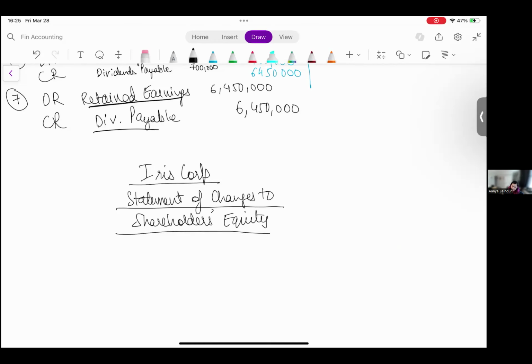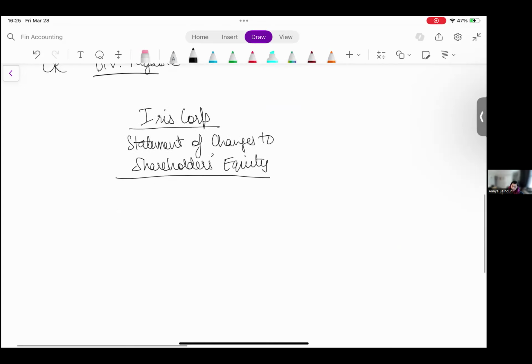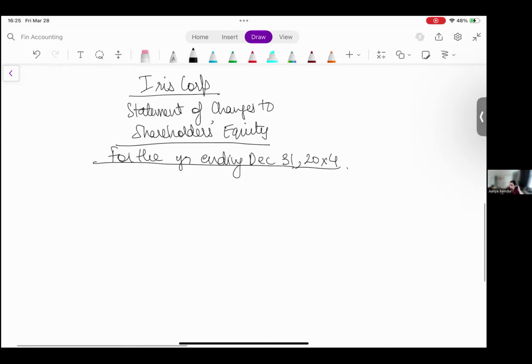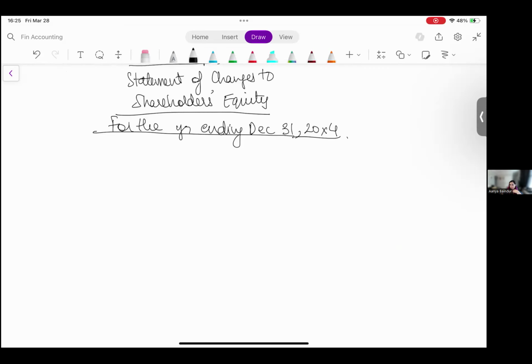And then the next line is your designation for the date. And this is for the year ending December 31st, 20x4. Perfect. Now that we've done this, let's go ahead and see what the statement of changes to shareholders equity looks like.